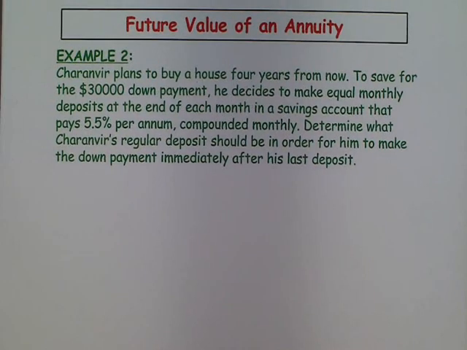Tranvir plans to buy a house 4 years from now. To save for the $30,000 down payment, he decides to make equal monthly deposits at the end of each month in a savings account that pays 5.5% per annum, compounded monthly. Determine what Tranvir's regular deposit should be in order for him to make the down payment immediately after his last deposit. Okay, how do we know this is not compound interest and instead it's an annuity?